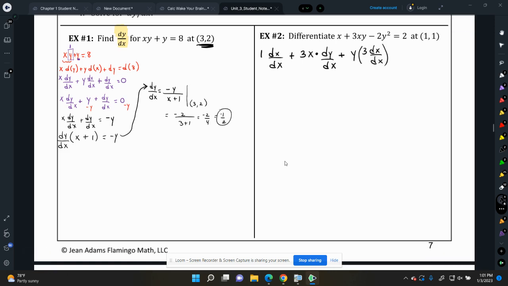Okay, minus, now we're going to do the derivative of 2y squared. So it's 4y. The derivative of 2y squared is 4y dy dx, equals the derivative of 2, which is 0.